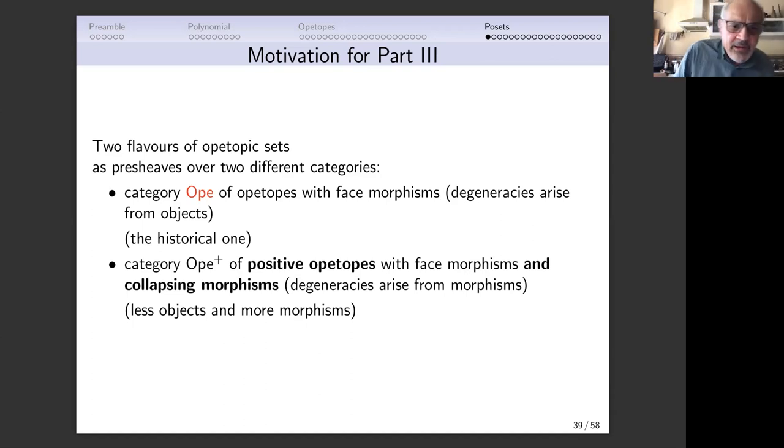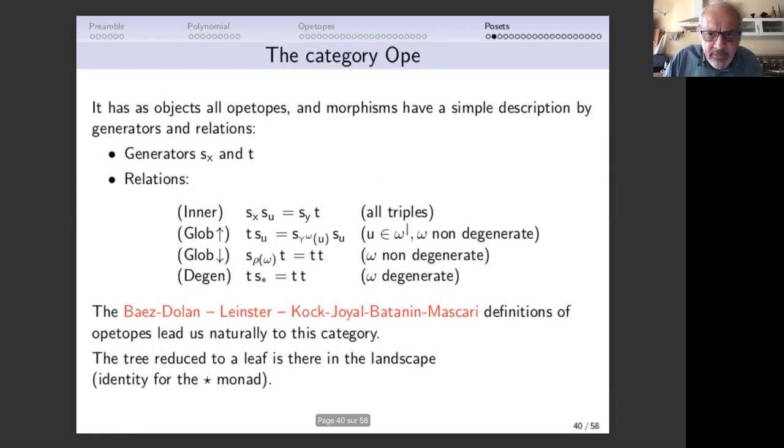And there is another way to look at degeneracies, where you limit yourself to positive opetopes as objects, but you extend your set of morphisms. To the morphisms that are inclusions of faces, you also add a notion of collapsing morphisms. And so in this category, you have fewer objects and more morphisms. I want to suggest, in the next slide, how this works.